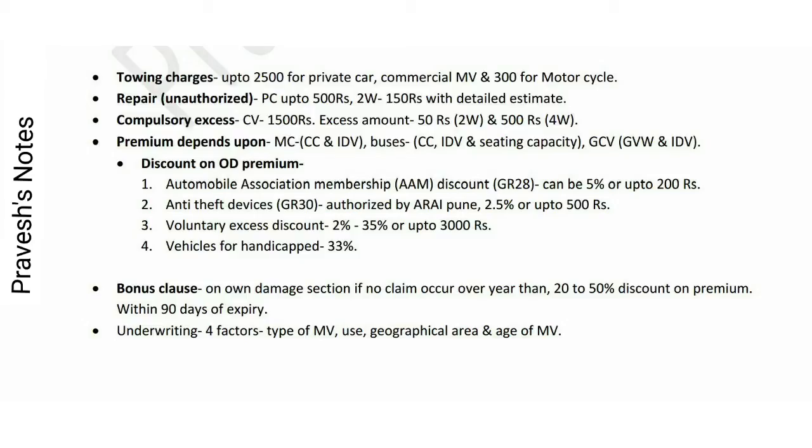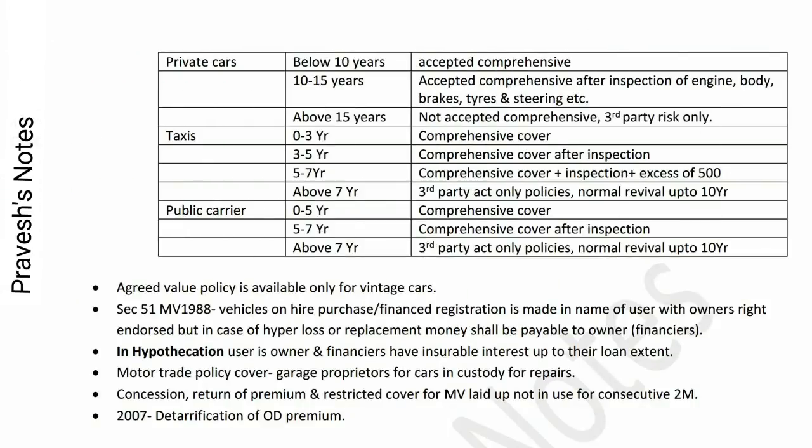Bonus clause on own damage section states, if no claim occurs over the year, then 20 to 50% discount on premium, within 90 days of expiry. The 4 main factors of underwriting are type of motor vehicle, use of motor vehicle, geographical area and age of motor vehicle. Private cars below 10 years are accepted for comprehensive. Take a look at the table shown below. Agreed value policy is available only for vintage cars.